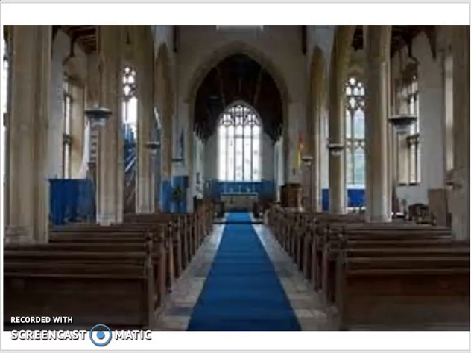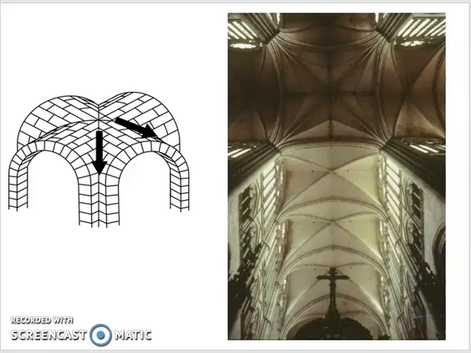Here is a picture of the nave where the congregation sits. I don't know if you've been in a cathedral or not, but they're a beautiful sight to see. This is called a groin or ribbed vault.